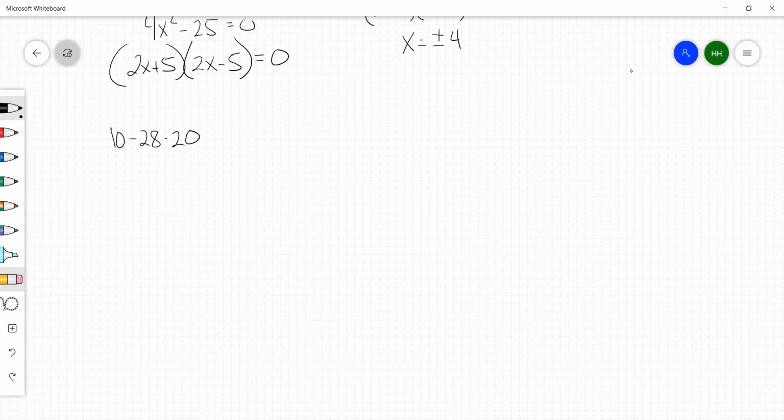Okay, today we're going to be learning a technique called completing the square. All right, and the first couple of problems we're going to look at today is we're going to solve by finding square roots.